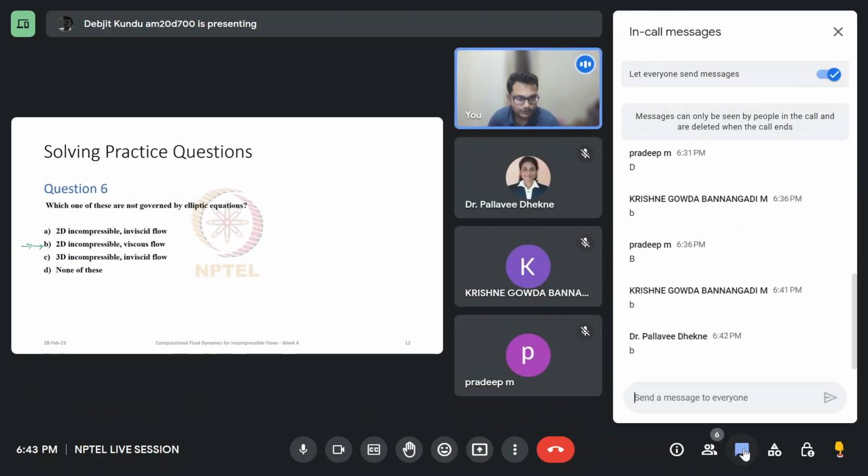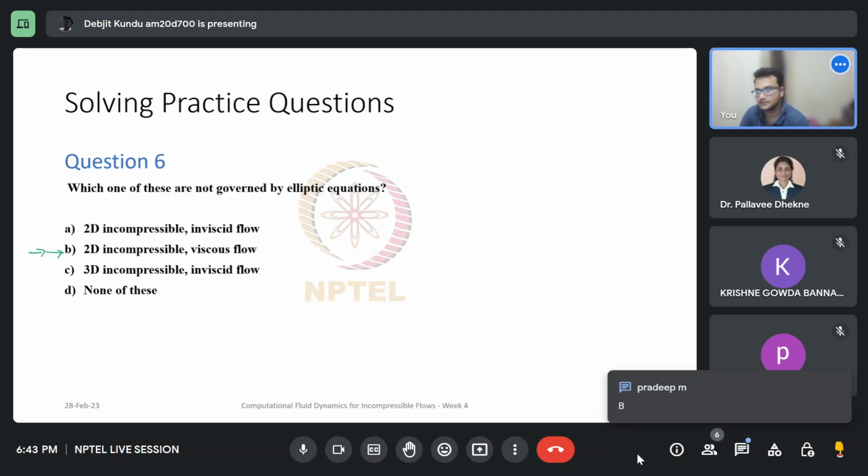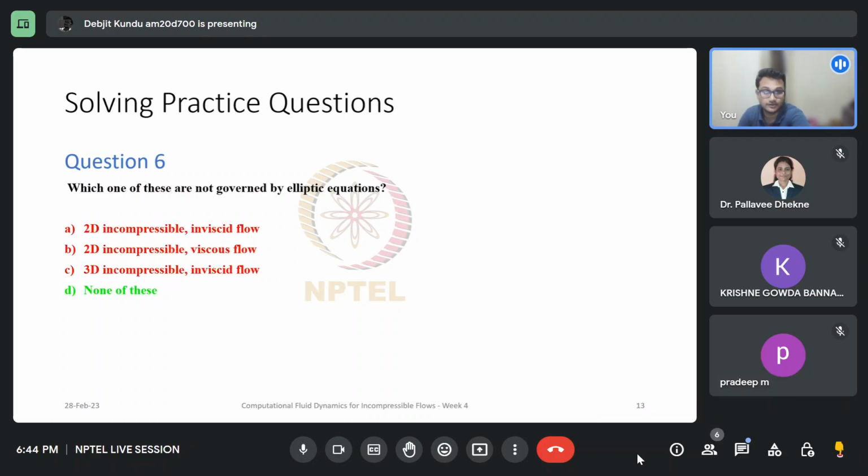So far, we have all responses in favor of option B. Let's see if we get any other response. Okay, so all in favor of option B. Let's have a look at the correct solution. It is actually option D, none of these. Why? Let's look into the governing equation.